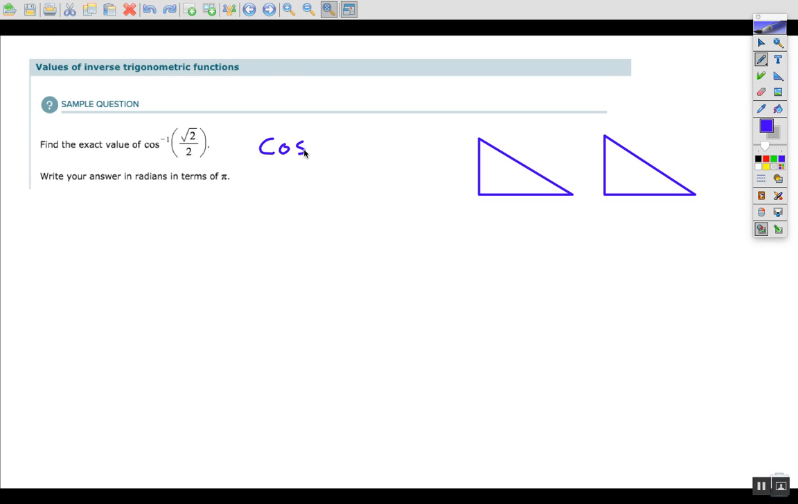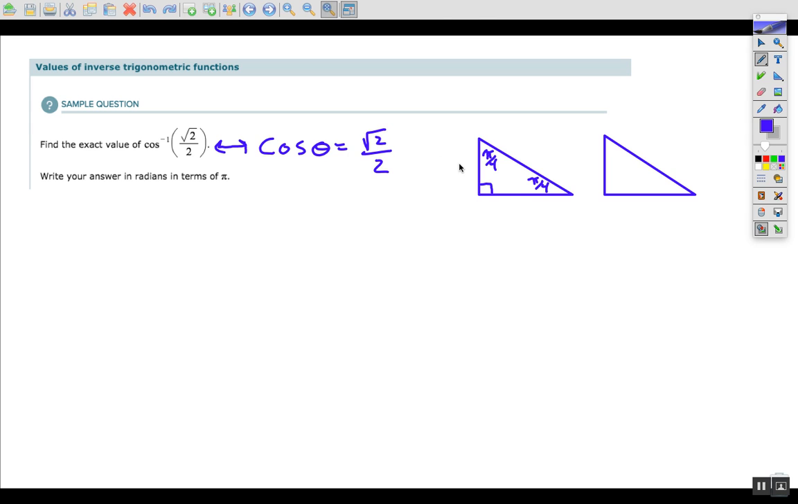So remember that cosine of theta is equal to adjacent over hypotenuse. So this is just another way of expressing that you need to solve for the angle that has a cosine ratio of square root of 2 over 2. So before we can do this, and especially without a calculator, we need to have our special right triangles ready to go. So we have our 45, 45, 90, or since we're working in radians, pi over 4, pi over 4, pi over 2 triangle.